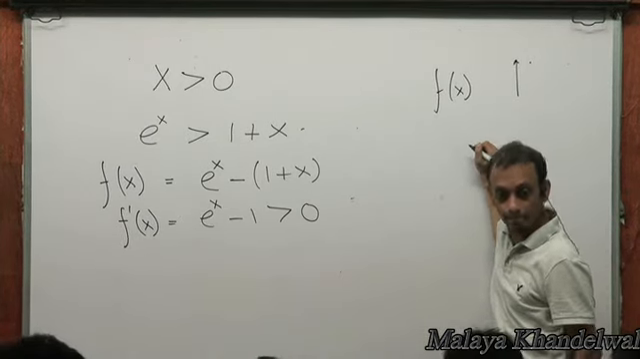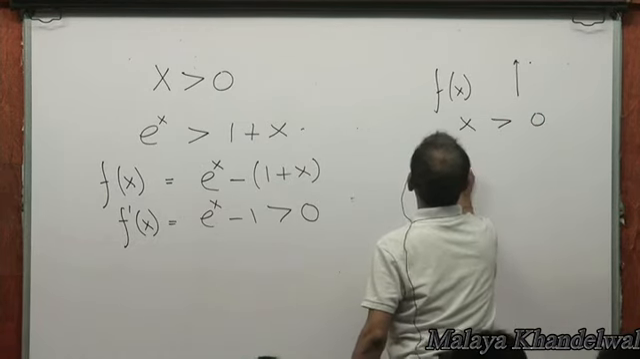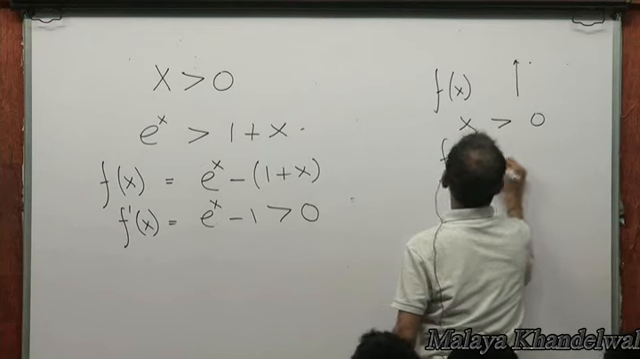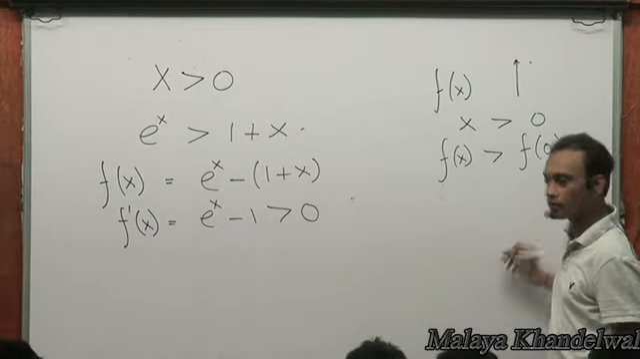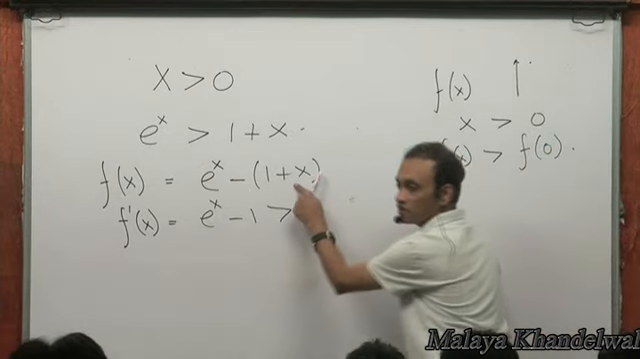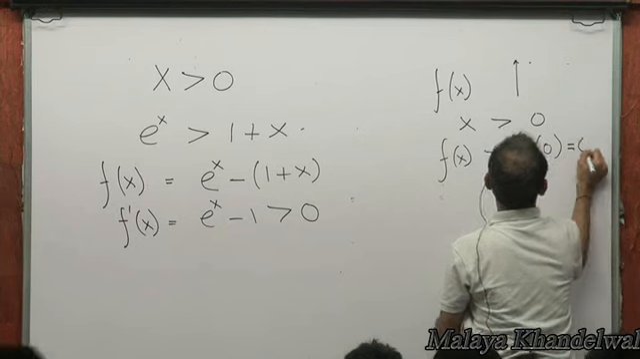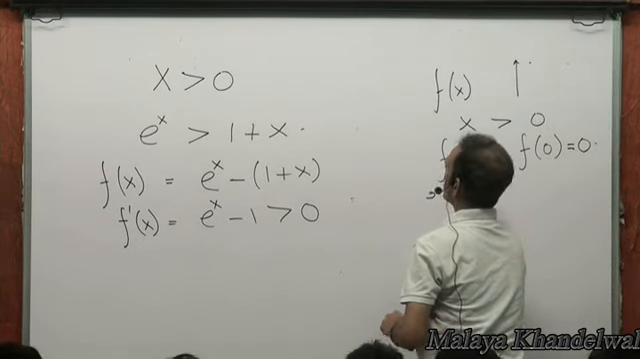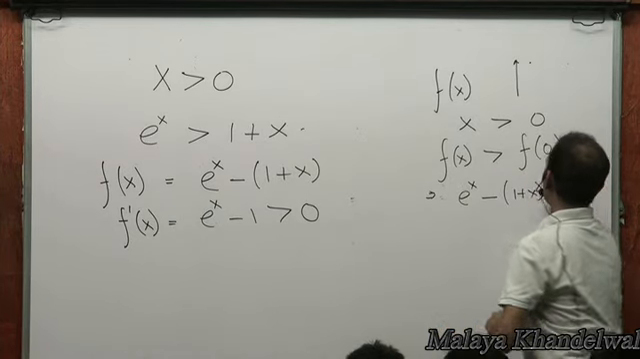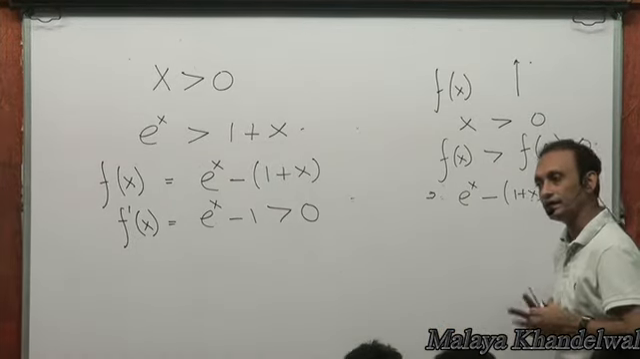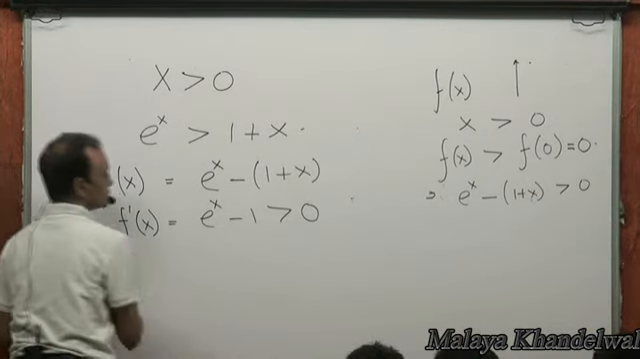Right? So for x greater than 0, f(x) will be greater than f(0), right? But what is f(0)? 0, as you can see. So e power x minus (1 plus x) greater than 0, e power x therefore will be greater than 1 plus x.